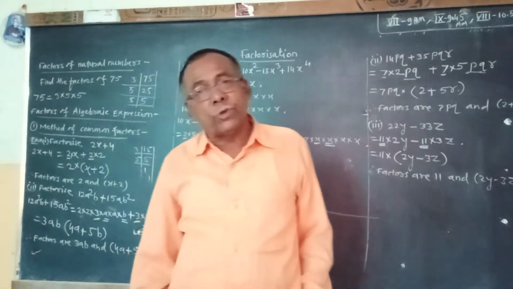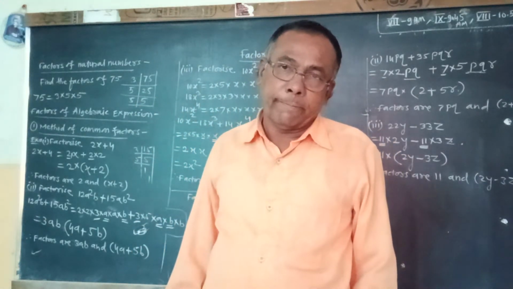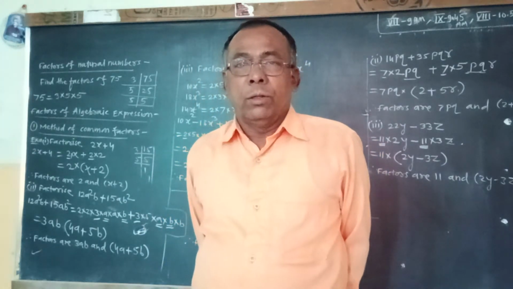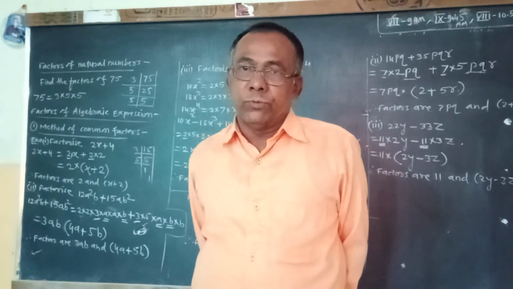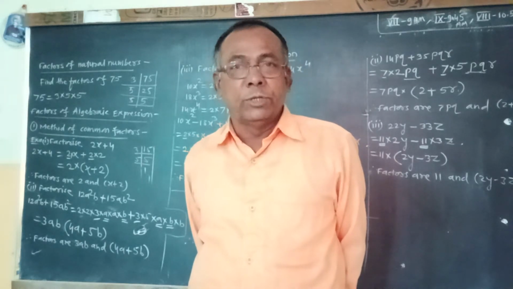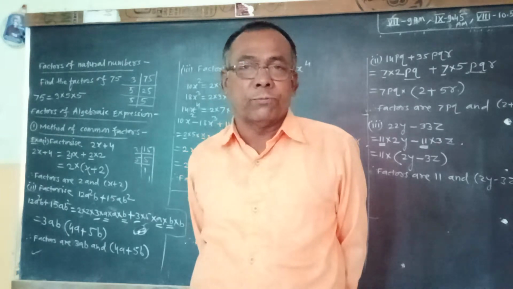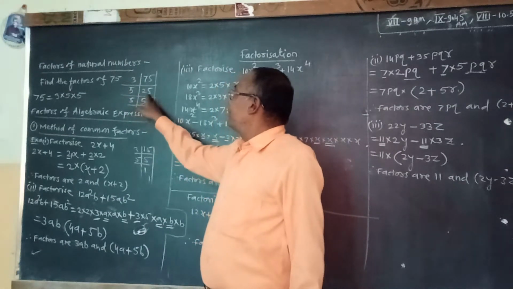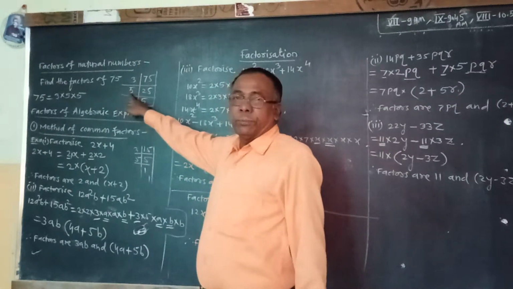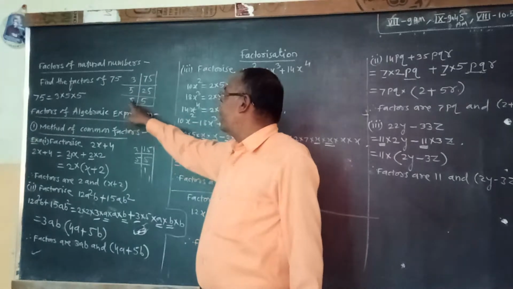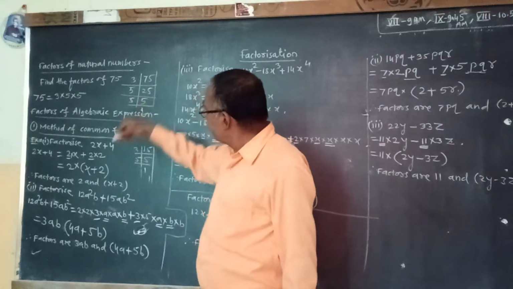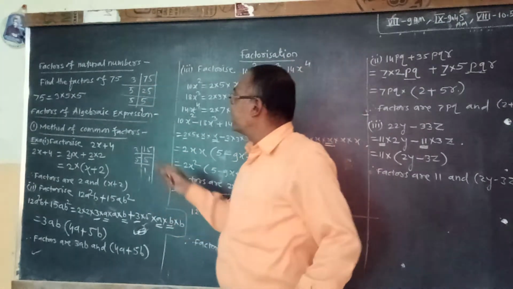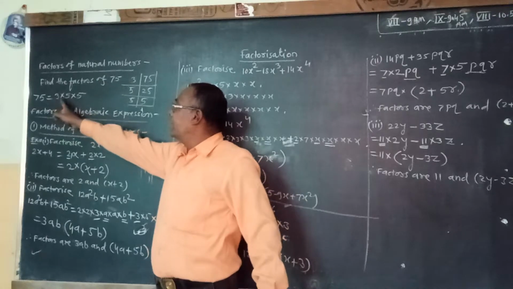Now 25 is not divisible by 3. But we know the divisibility test of 5, that is, if the units place digit of any number is 0 or 5, then the given number is divisible by 5. So 25 is divisible by 5. 5 5s are 25 and 5 1s are 5. So in this way, we have factorized 75 and we get the factors of 75, that is 3 into 5 into 5.